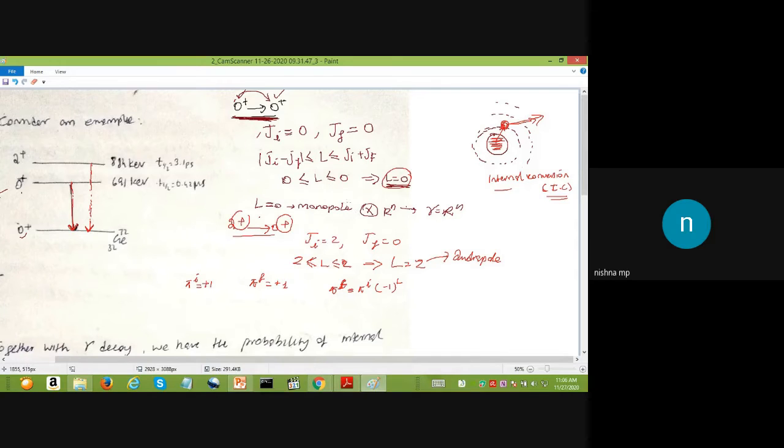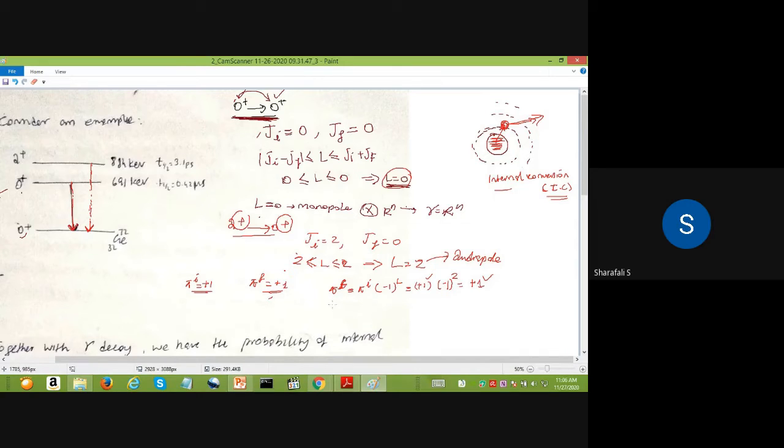Pi f is equal to pi I times (-1) raised to L, isn't it? For L equal to 2, pi f is equal to pi I. So in this particular case, if you substitute, pi I equal to plus 1. Then pi I is plus 1 times (-1) to the power L with L equal to 2, that is (-1) squared, which will give you plus 1. So your pi f equal to plus 1 and your pi I also plus 1, so you get these conditions.